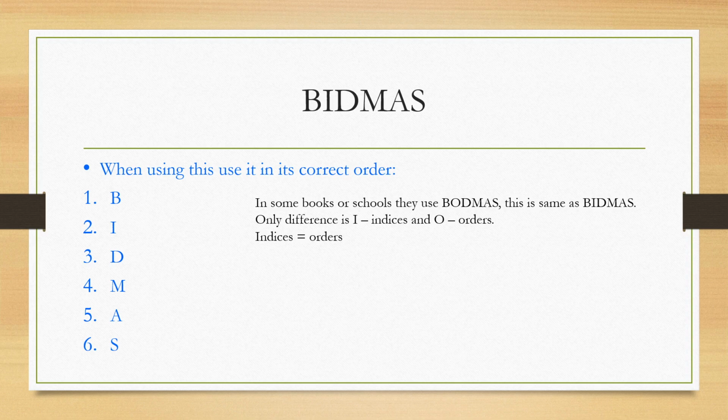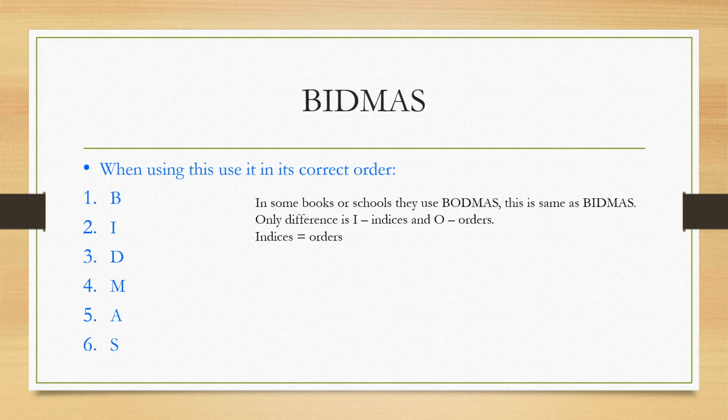In some textbooks or schools, they use BODMAS. This is the same thing as BIDMAS. The only difference is that I use I, which stands for indices, and they use O, which stands for orders. Not technically speaking, but indices and orders are the same thing, just another name for it. So BODMAS and BIDMAS are both the same thing. You can use either one.